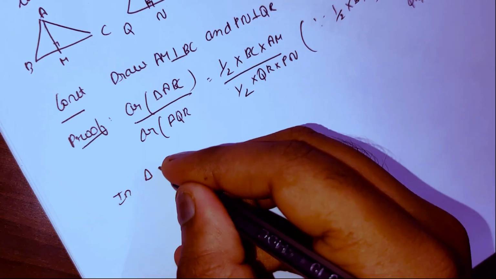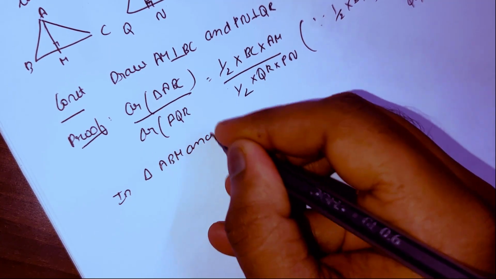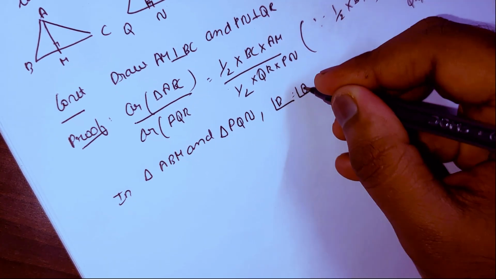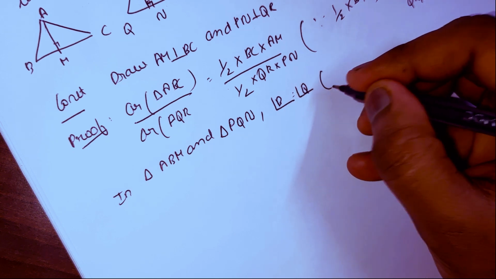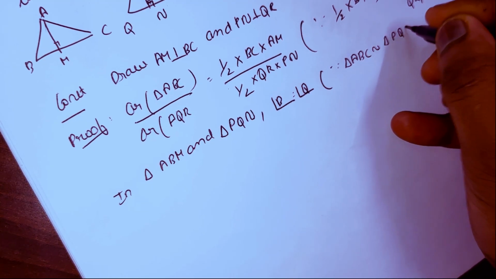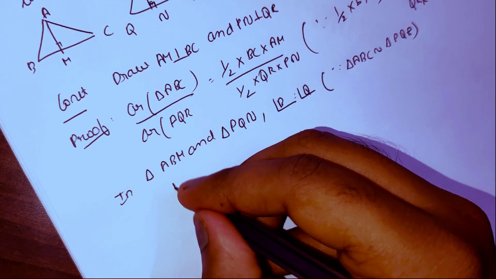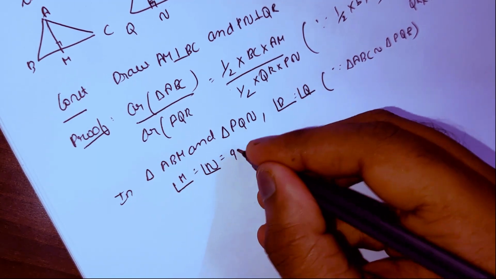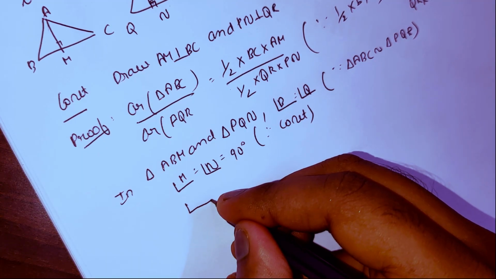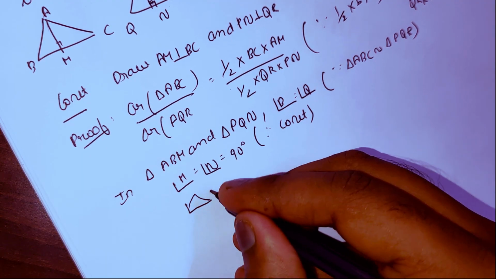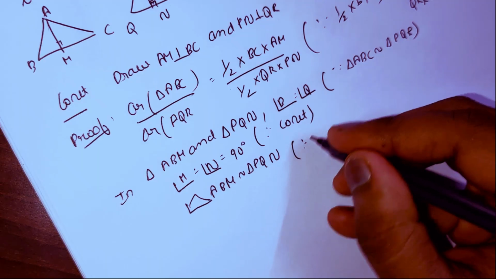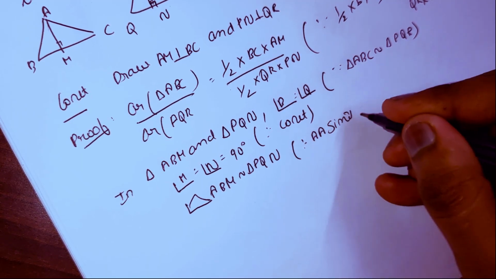Now in triangle ABM and triangle PQN, angle B is equal to angle Q. This is because we know that triangle ABC is similar to triangle PQR, and angle M is equal to angle N, which is 90 degrees by construction. This implies triangle ABM is similar to triangle PQN. This is by the angle similarity criterion.